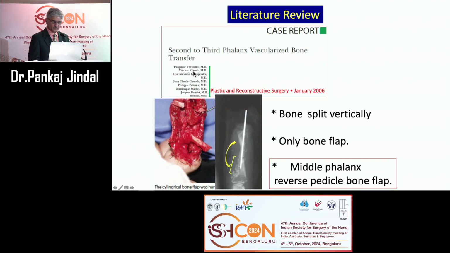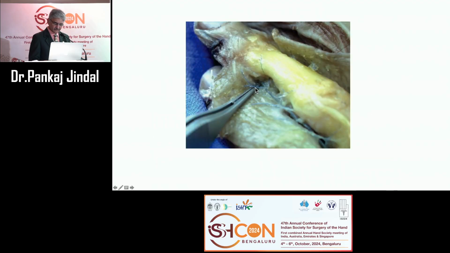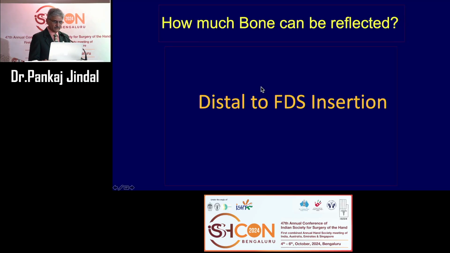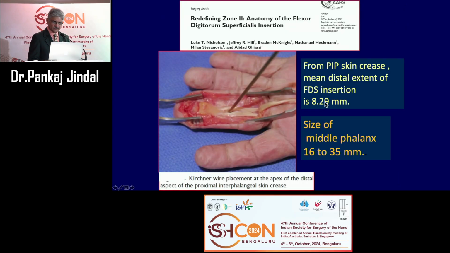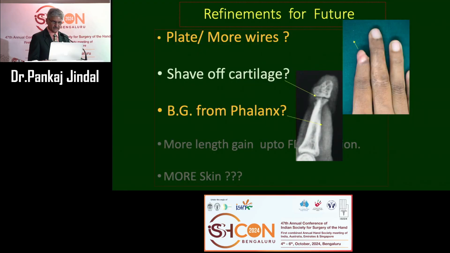In a literature search, I found one French article where the lateral half of the cortex of the middle phalanx was reflected to create length in the acute situation. That was a case study that I came across, based on one of the arteries coming from the digital artery. How much bone can be reflected? Anything that is distal to the FDS can be harvested. How much? You have to go about 8 or 9 millimeters distal to the volar crease, and that is the amount of bone you have to save to prevent injury to the FDS tendon.